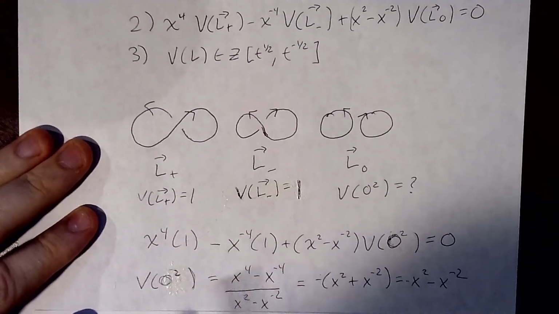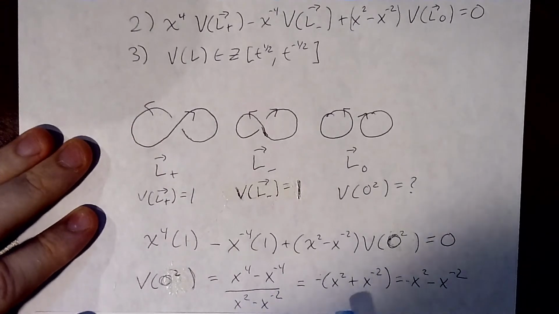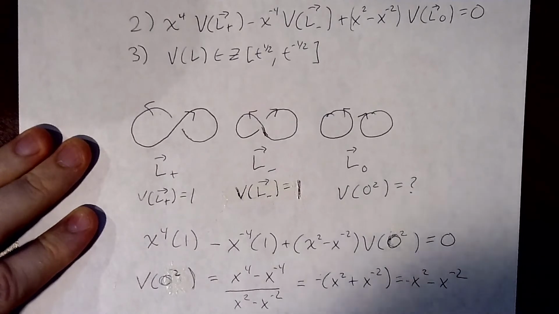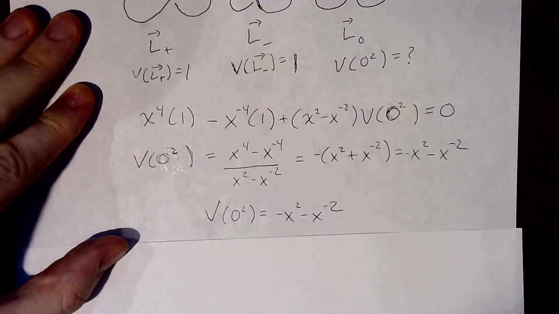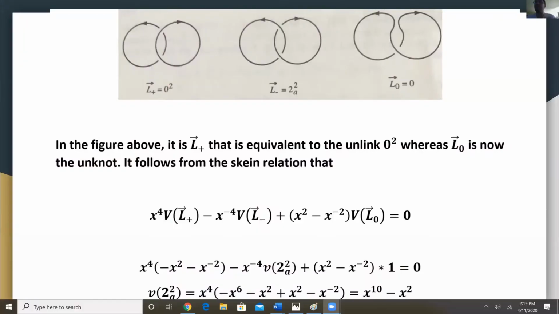Solving for the unlink, v0 squared, we get this, which when we use polynomial long division, we end up here. So now we have the Jones polynomial of the unlink. Let's look at a second example.